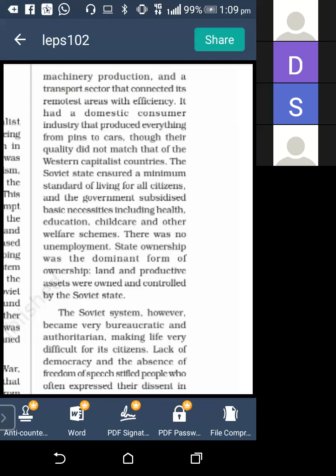Mind it. Underline the sentence: there was no unemployment. State ownership was dominant. Land and productive assets were owned and controlled by the Soviet state. You know, the Soviet Union made collectivization. What do you mean by collectivization? Farming.